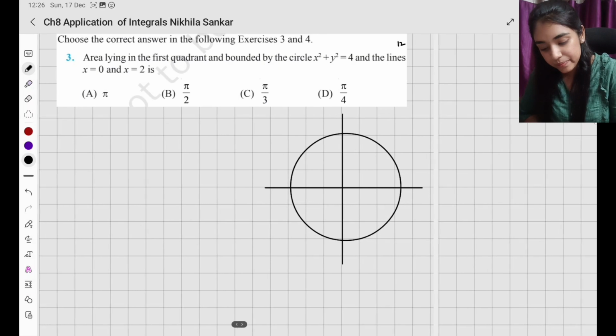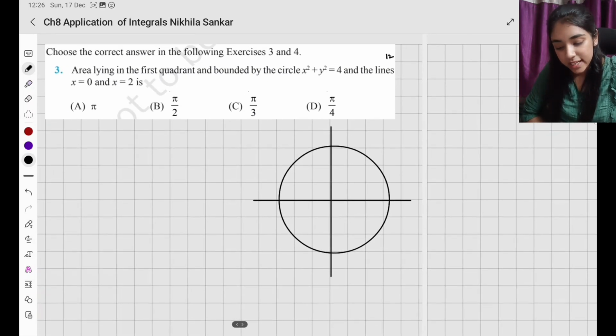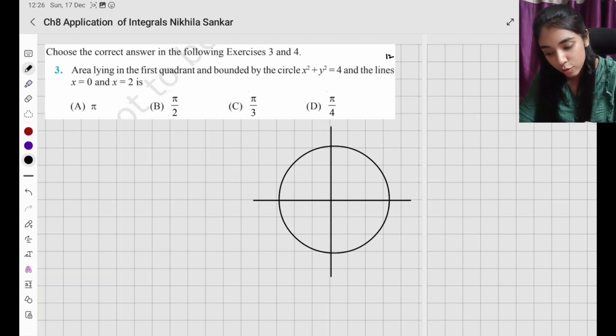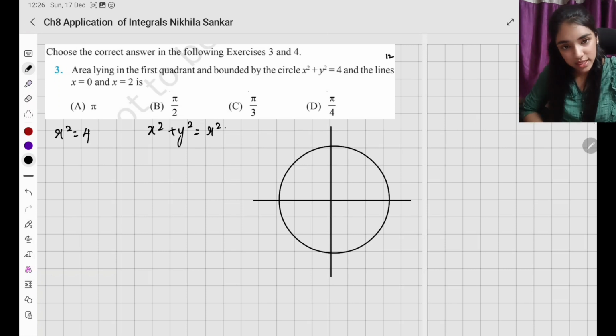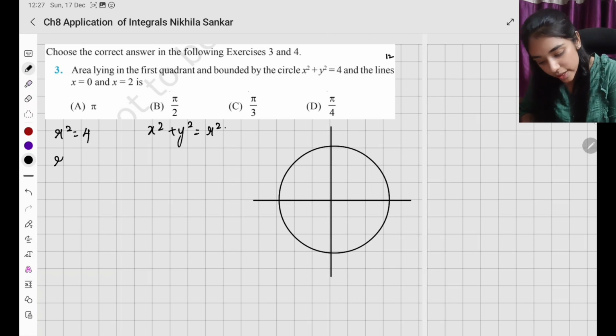Question number 3. Choose the correct answer. Area lying in the first quadrant bound by the circle x square plus y square equals 4. So, இப்போ இந்த இடத்துல radius என்ன? If it is going to be 4, I'm going to have r square to be 4. So, I have r square equals 4 because what is the equation of a circle? X square plus y square equals r square. இதுதான் equation of a circle. So, r square equals 4. So, I have r equals plus or minus 2 but radius cannot be negative. So, r is definitely going to be 2.